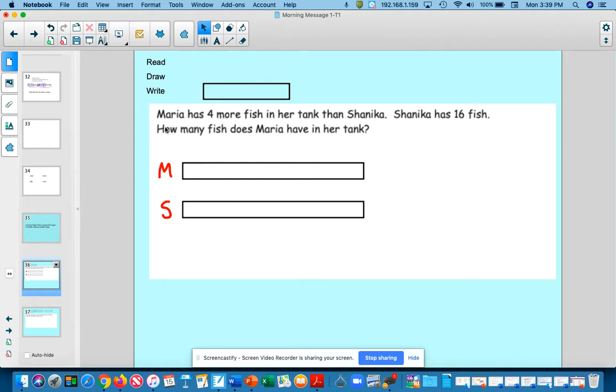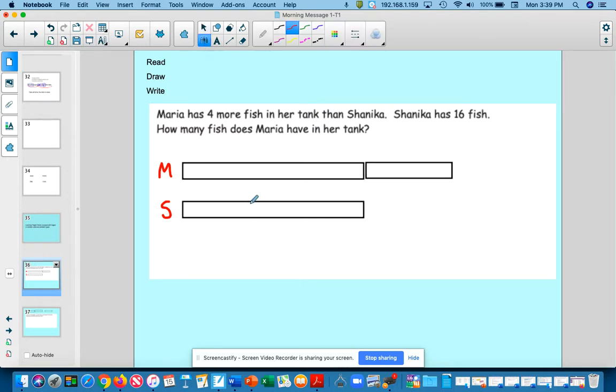So we know that, I'm going to read it one more time. Maria has 4 more fish in her tank than Shanika. Shanika has 16 fish. How many fish does Maria have in her tank? So this is what we have so far. We know that Shanika has 16. And we know that Maria has 4 more than Shanika. So we're able to fill that in. So our mystery number is how many does Maria have? So we have the 16, and then we're going to need to have 4 more.